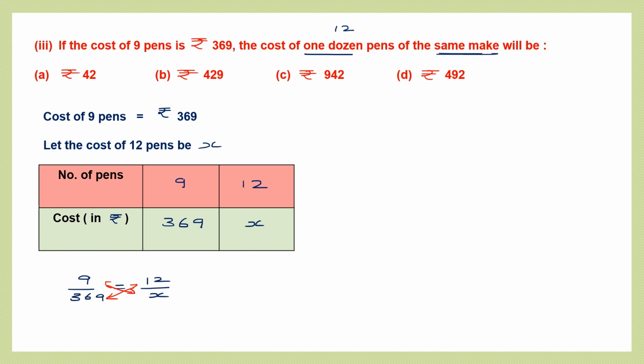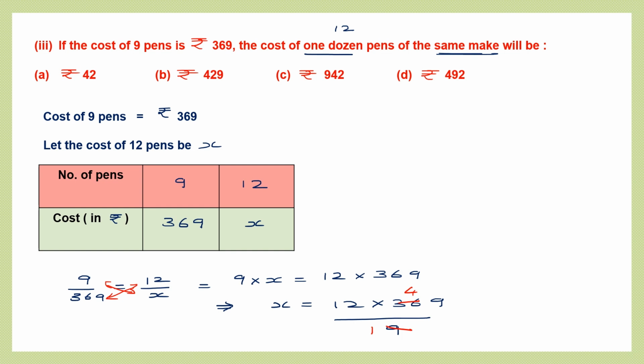So now when we multiply, what do we get? 9 into x is equal to 12 into 369. Now we're going to find only the value of x. So x will be 12 into 369 divided by 9. We can cancel 9 and 369. 9 ones are 9, 9 fours are 36, so that is 41. Now we have to multiply 12 into 41 and that is equal to 492. So we have found x.